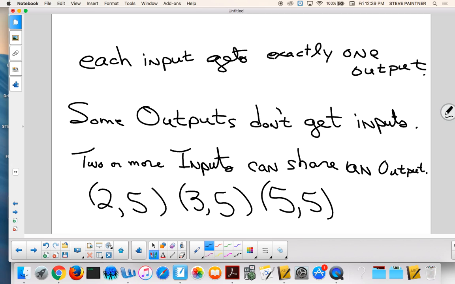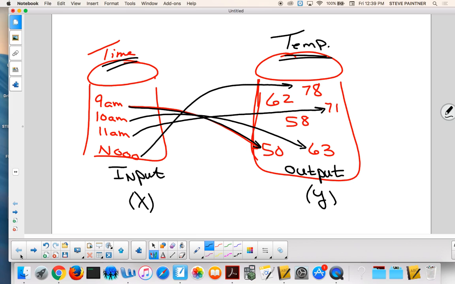All right. Did 2 get exactly 1 answer? Yeah. Did 3 get exactly 1? Yeah. Did 5 get exactly 1? Yeah, that's what the first thing said. Each input gets exactly 1 output. Keep looking at this, it kind of makes sense.